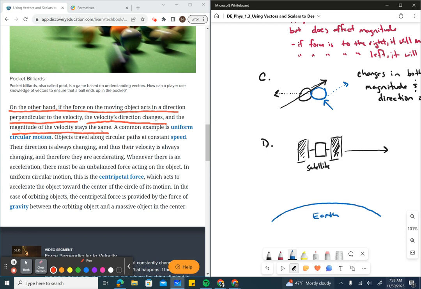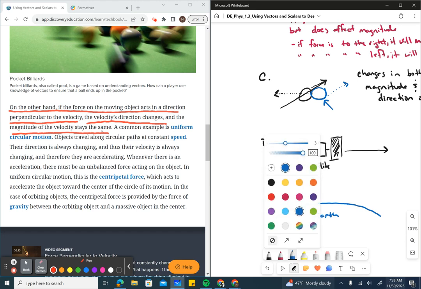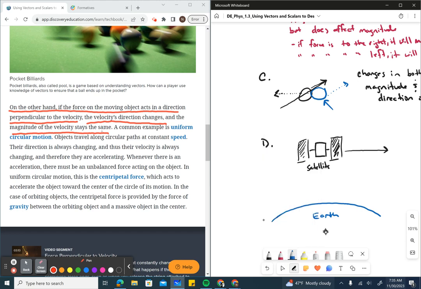What would happen? This satellite would continue to move to the right unless some force acted upon it. In this case, we do have a perpendicular force. We have the force of gravity, right? Gravity pulls things to the center of Earth. So we could say that there is a force, right? The force of gravity is pulling this at a 90-degree angle, right? This is a 90-degree angle.